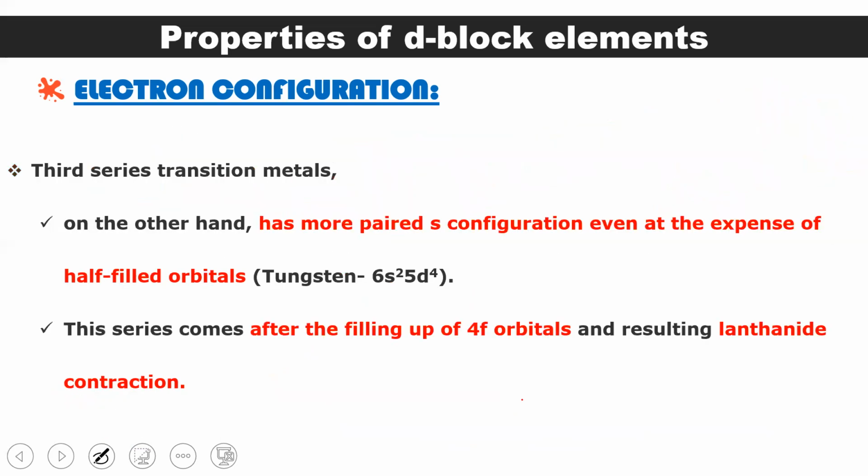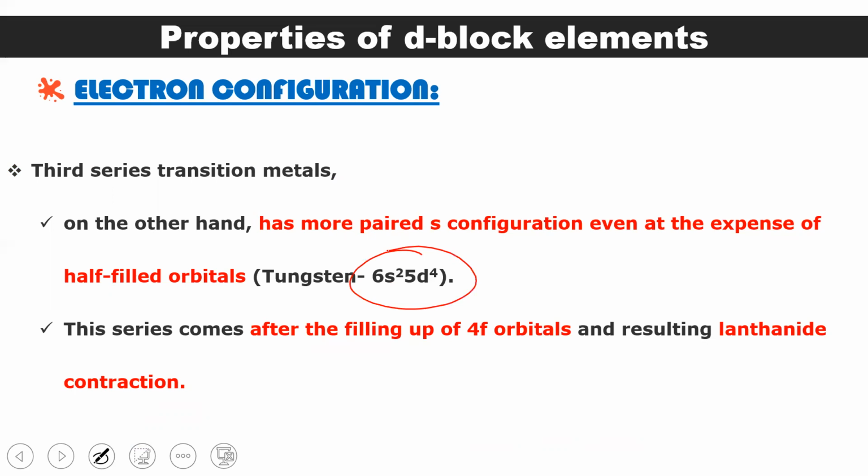So coming to the next series, that is the third series. In the third series, some of the elements will show a different type of electron configuration. This is because of the pairing energy. Due to the electron pairing energy, they will show different electron configurations.